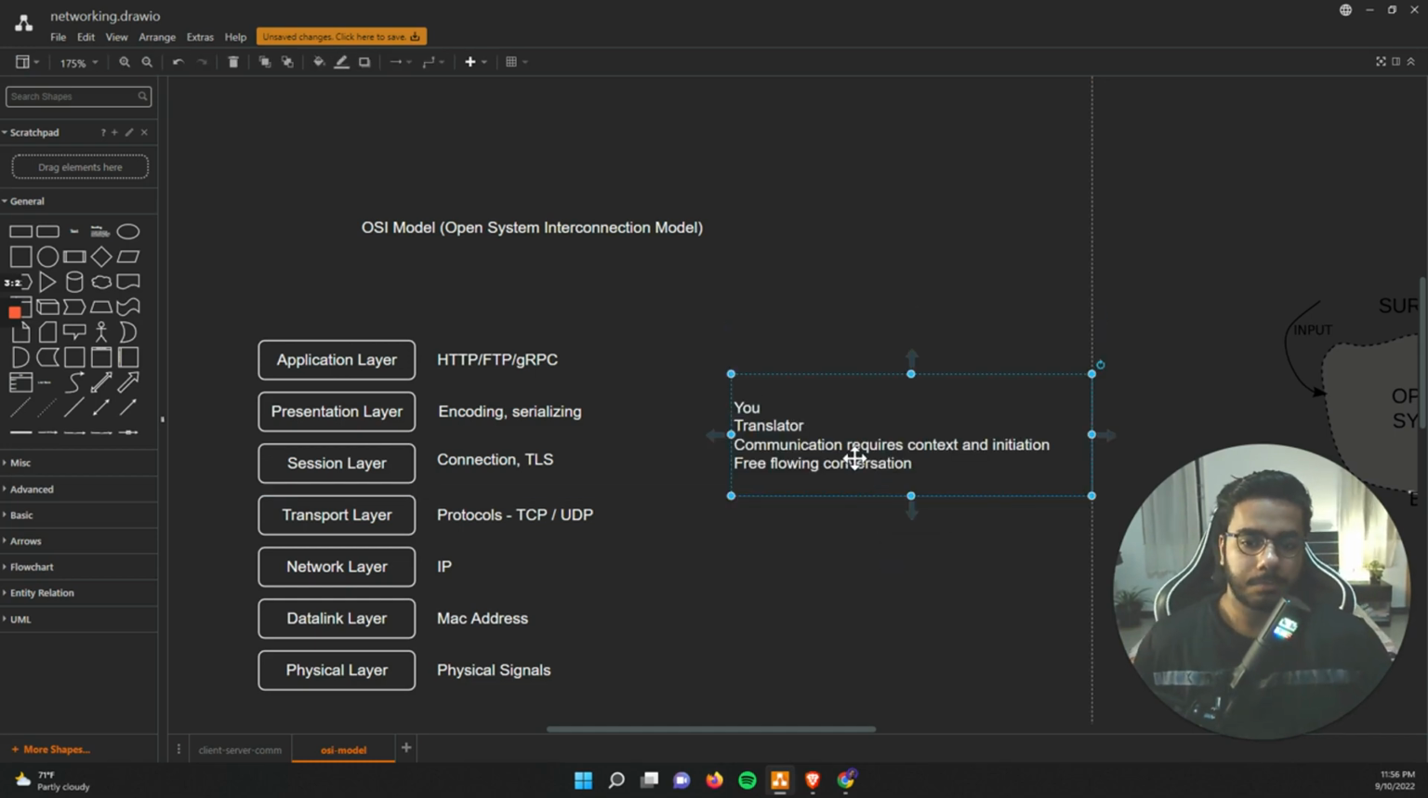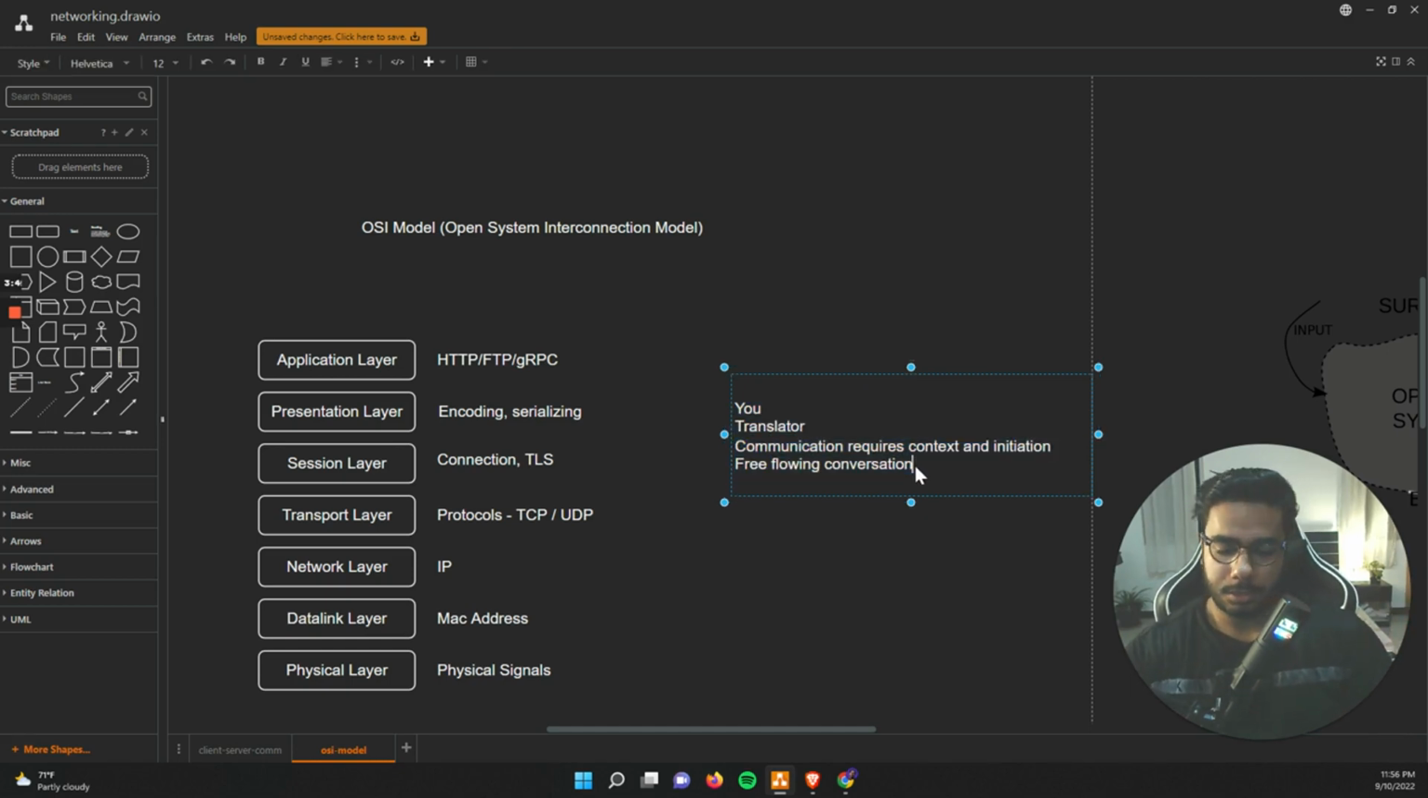So these are the 4 steps, or framework as such, you can consider when you are having a conversation with someone who speaks a different language than you. Let's go through this once again. Suppose you're on the top, you need a translator to translate whatever you're saying. You need the translator to set the context for the communication and initiate it for you, and then we have the free flowing conversation, whatever you talk about.